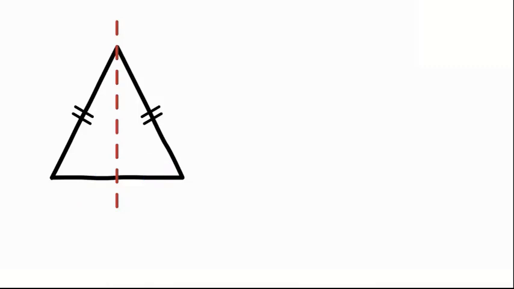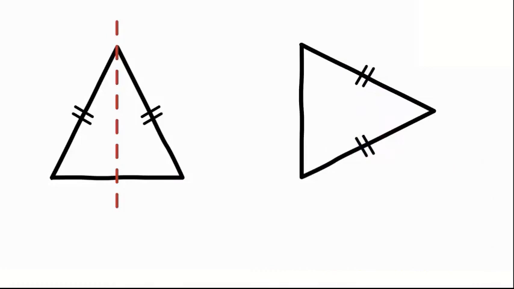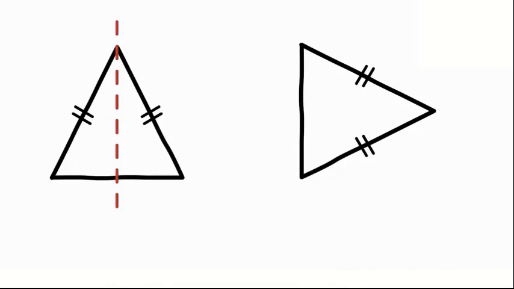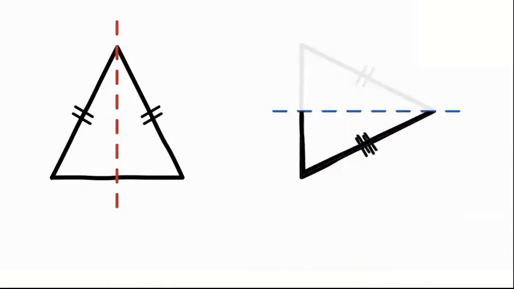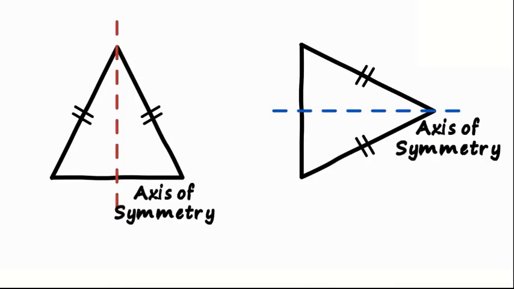I draw an isosceles triangle like this and ask you the same question. How can we divide this triangle in 2 parts such that both parts match exactly when they are folded along a line? We draw a line like this. When one of the parts is flipped, it overlaps exactly with the other. Both lines are called line of symmetry or axis of symmetry. This line is the vertical axis of symmetry and this line is horizontal.